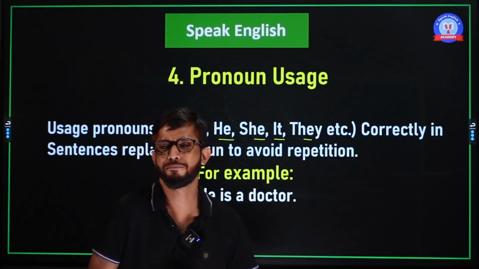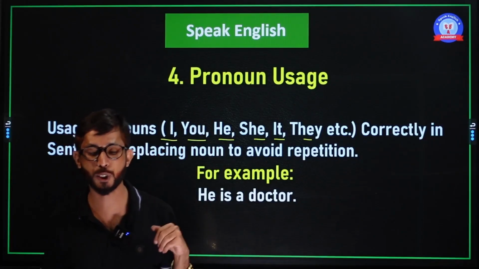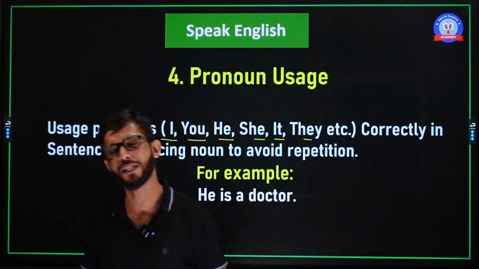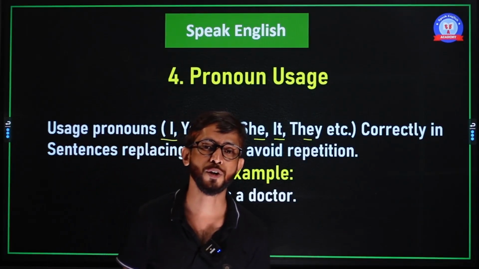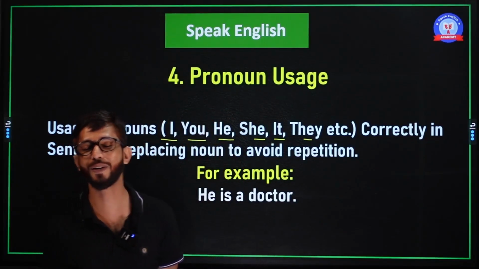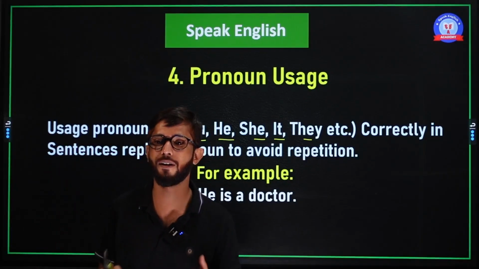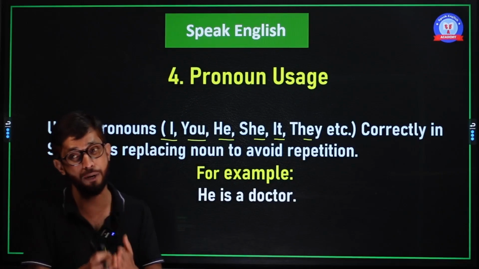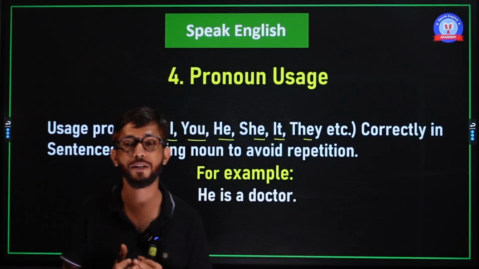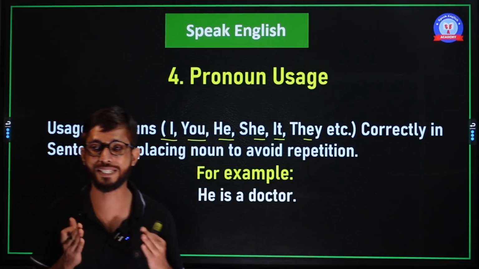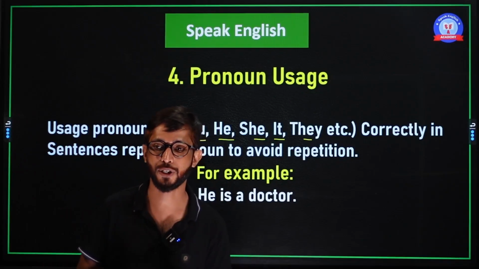Suppose Mr. Minhaj is a nice man. He likes me very much. He is from Kolkata. But if I say, Mr. Minhaj is a nice man, Mr. Minhaj likes me very much, Mr. Minhaj is from Kolkata, so it sounds funny, right? To avoid repeating Mr. Minhaj, I have just used he is a nice man, he is from Kolkata. So that is the replacement of a noun to avoid repetition.